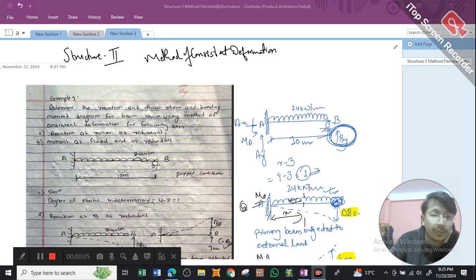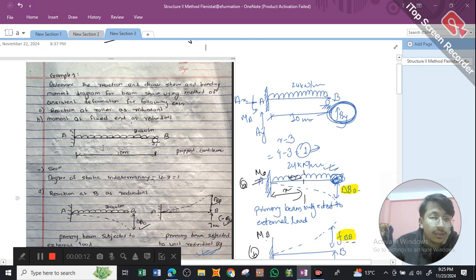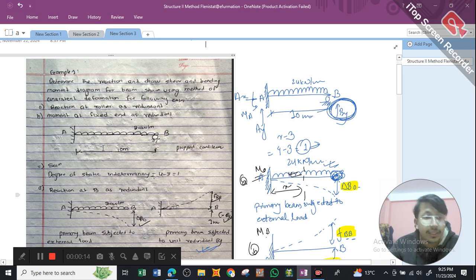As discussed in our previous video, we were solving this example of the beam where, in our first video, we had taken the reaction at roller A as redundant. In this case scenario, we will take the moment at fixed A as redundant.